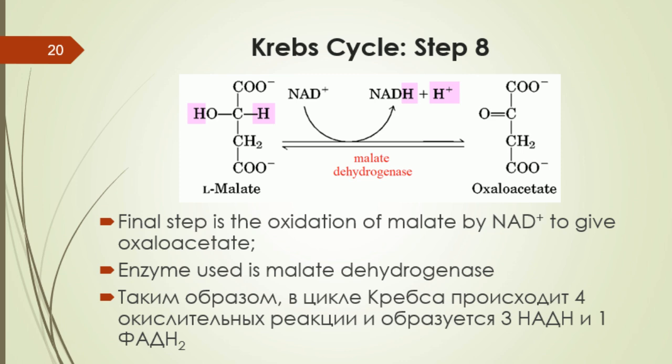Note that the oxaloacetate formed in the reaction can be reused in a condensation reaction with another acetyl-CoA molecule. Therefore, this metabolic pathway is cyclic. Thus, in one turn of the Krebs cycle, 4 oxidative reactions occur, and 3 NADH molecules and 1 FADH2 molecule are formed.